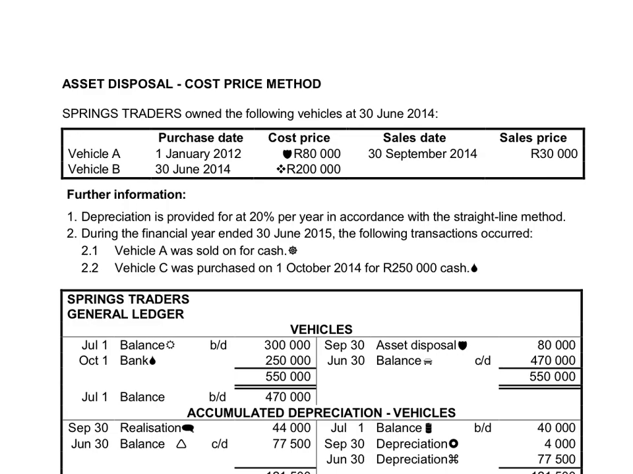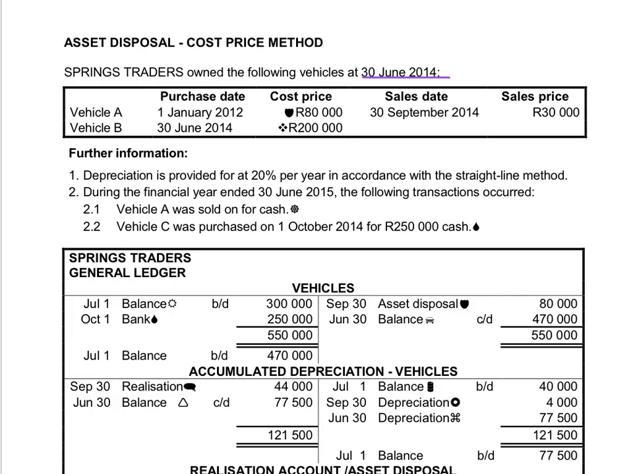Good morning. We will pay attention to asset disposal today when depreciation is written off according to the cost price method. Springs Traders owned the following vehicles on the 30th of June 2014. The cost price of vehicle A is 80,000, the cost price of vehicle B is 200,000, and we are completing the books after the 30th of June because vehicle C was purchased on the 1st of October 2014.